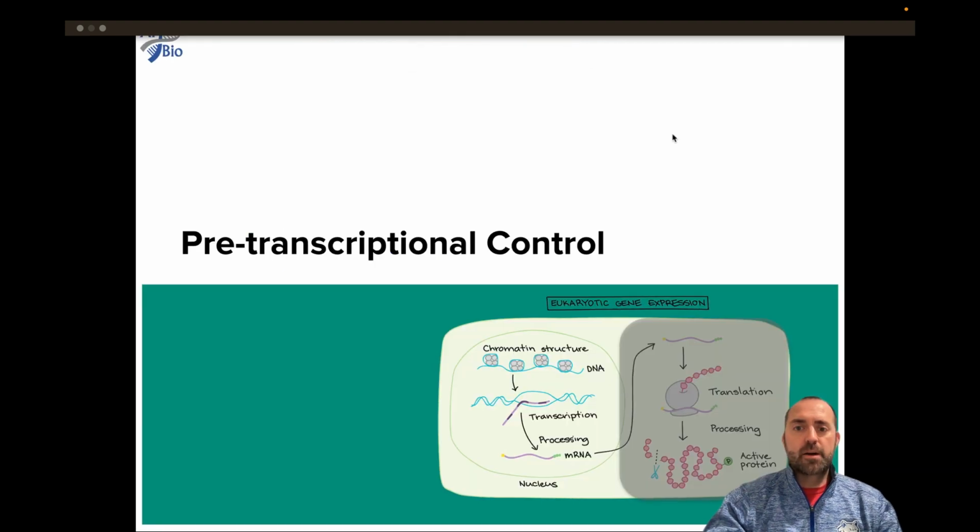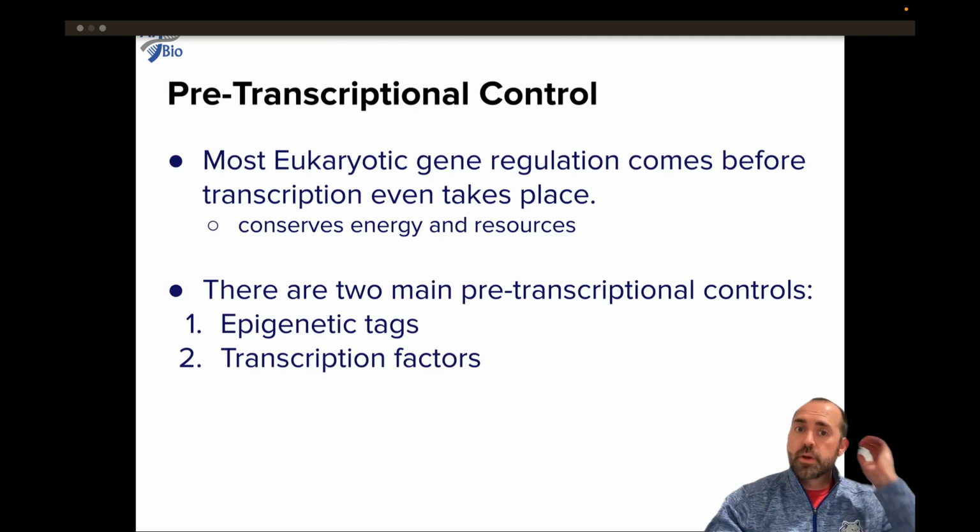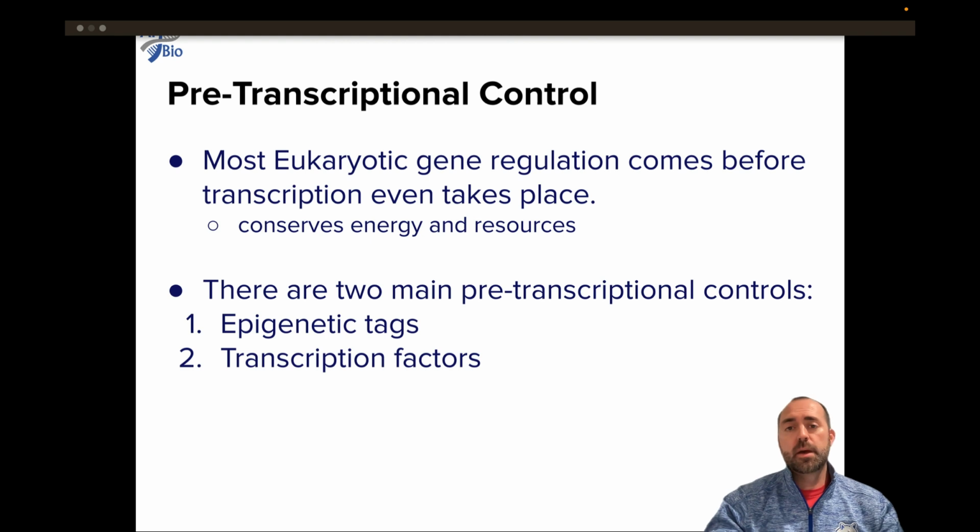So now that we've talked about how DNA is packaged up, this is where our first level of pre-transcriptional control actually comes into play. Most eukaryotic gene regulation comes before transcription, very similar to prokaryotes. Conserves energy, conserves resources. So there are two main pre-transcriptional control mechanisms. We have what are called epigenetic tags. Maybe you've heard of epigenetics before. And then we have transcription factors, very similar to prokaryotes in that they're specialized proteins that help recruit the RNA polymerase for transcription to actually happen.